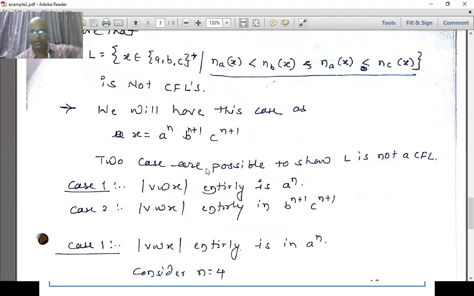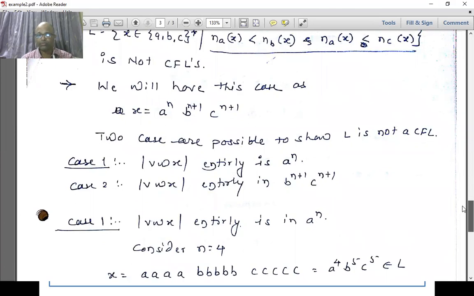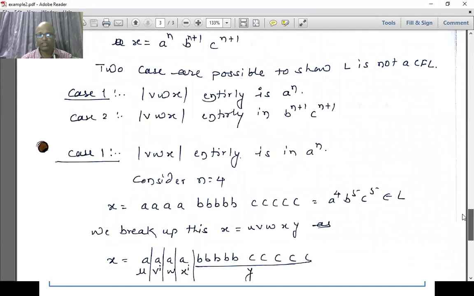What we are trying to make sure is that if we pump up or pump down, the resultant string either makes n greater than the number of B's or C's, or, after pumping down, the number of B's or C's becomes less than or equal to the number of A's. This is how we want this condition to be broken.